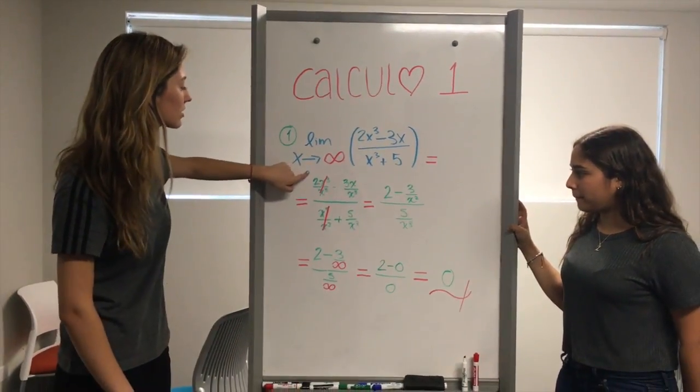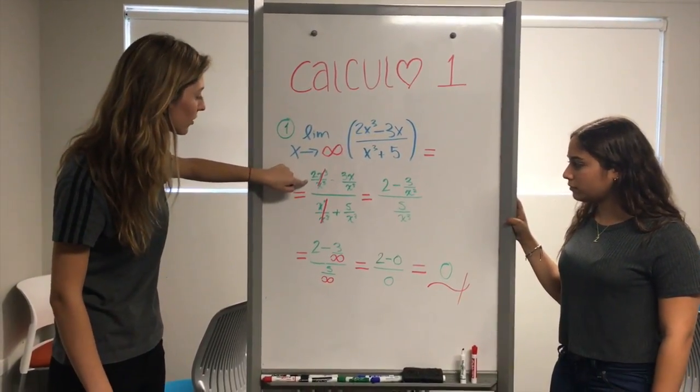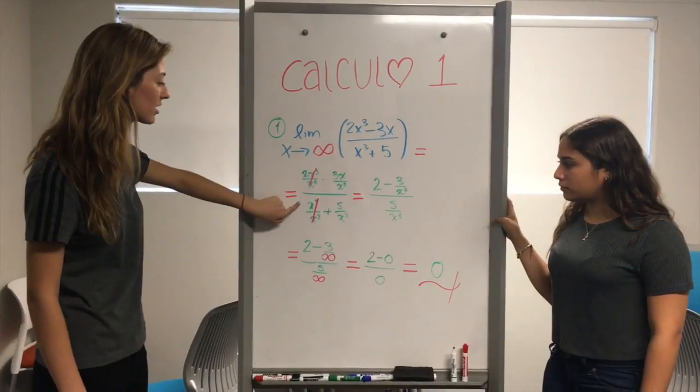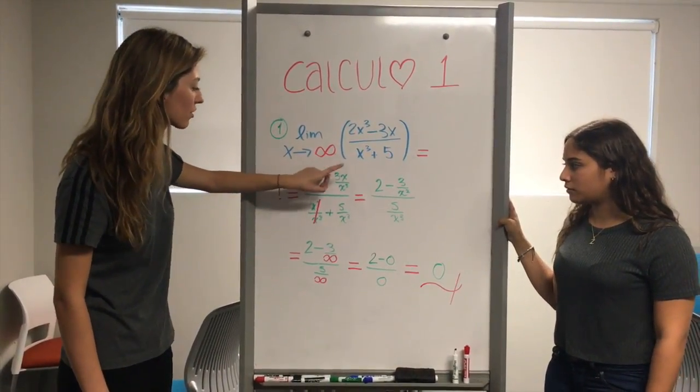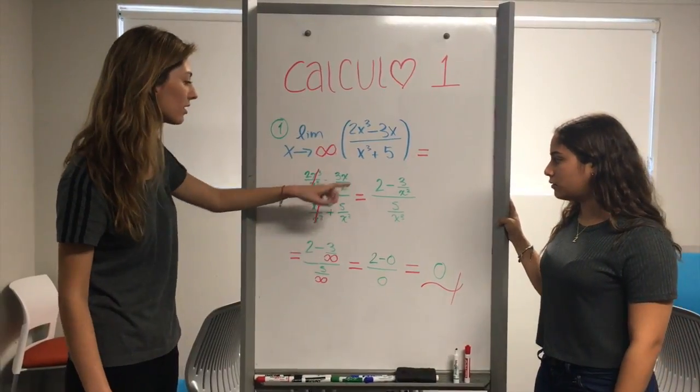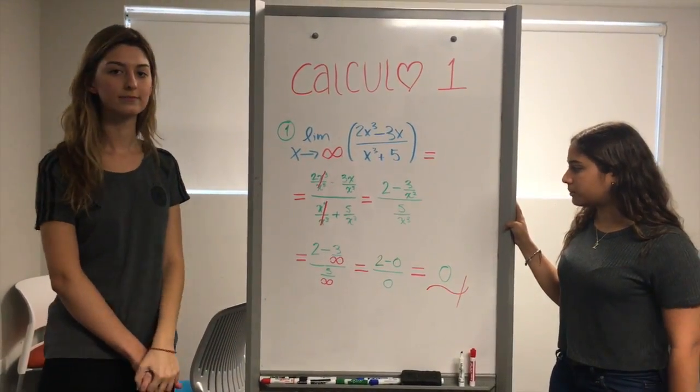Like here, you cross out 2x to the third power over x to the third power, as the same in the denominator, and here you cross out the x over the x to the third power, which leaves you with 5x to the second power.